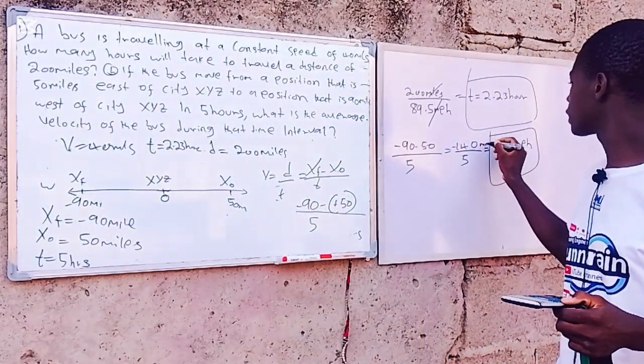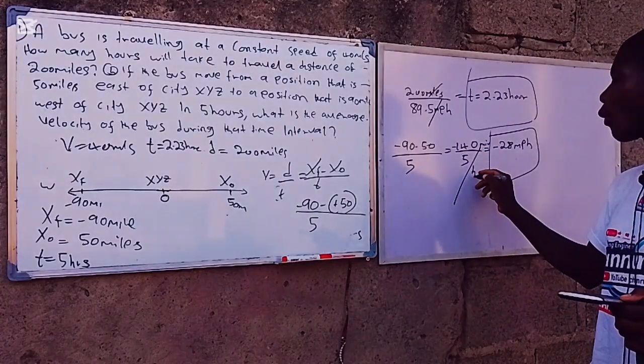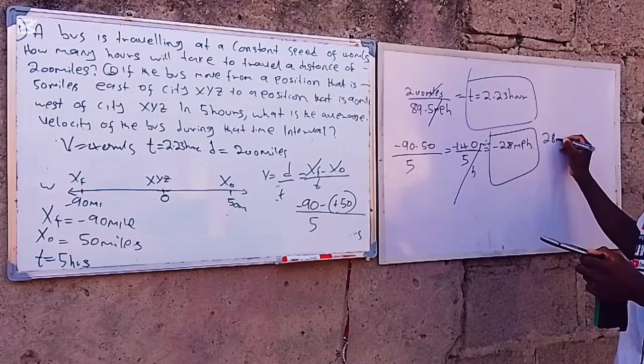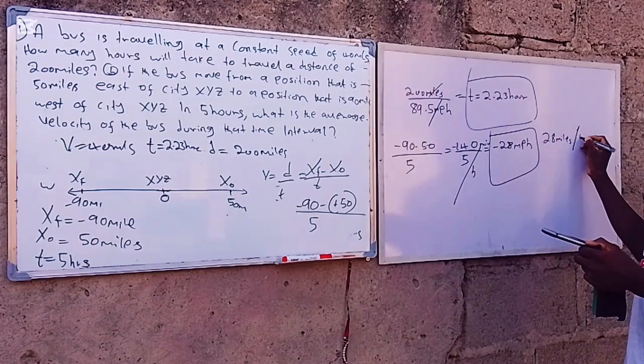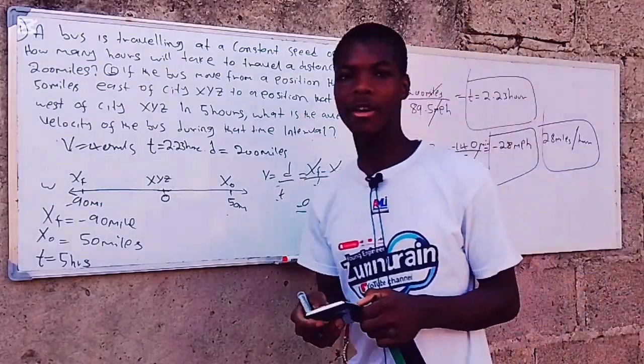As you can see, these are all in miles, and we have miles per hour. This is the same thing as saying 28 miles per hour. So this is the end of this kinematics lesson.